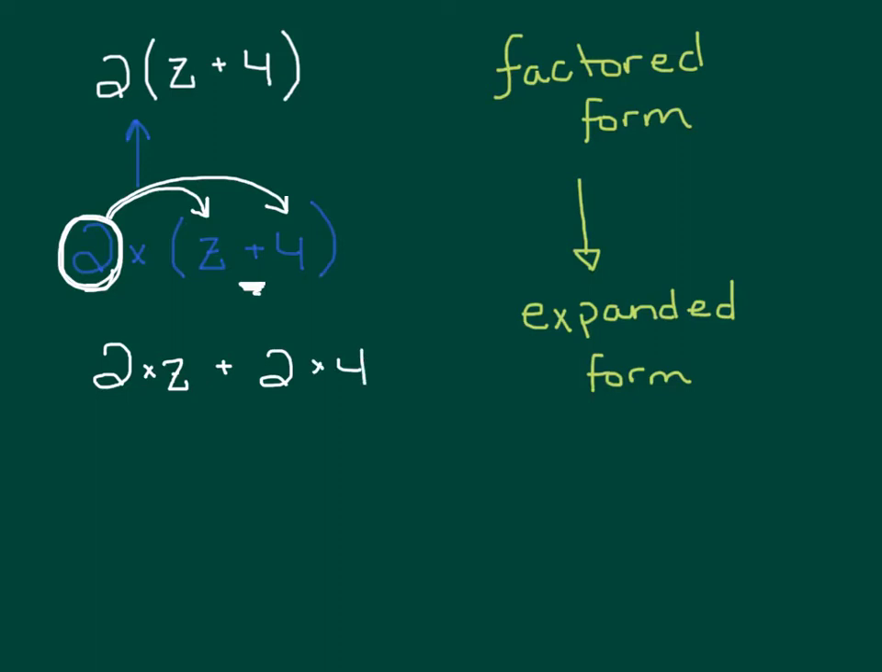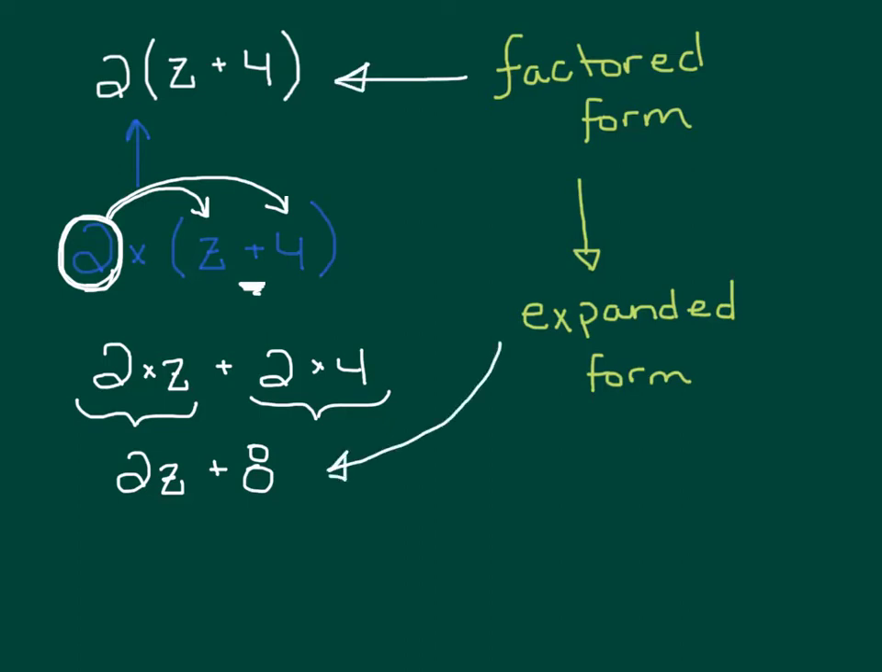And now we're going to reduce. So 2 times z gives me 2z. Keep my addition sign, and then I'm going to multiply that 2 times that 4, which is 8. So now I have successfully gone from that factored form all the way down to that expanded form.